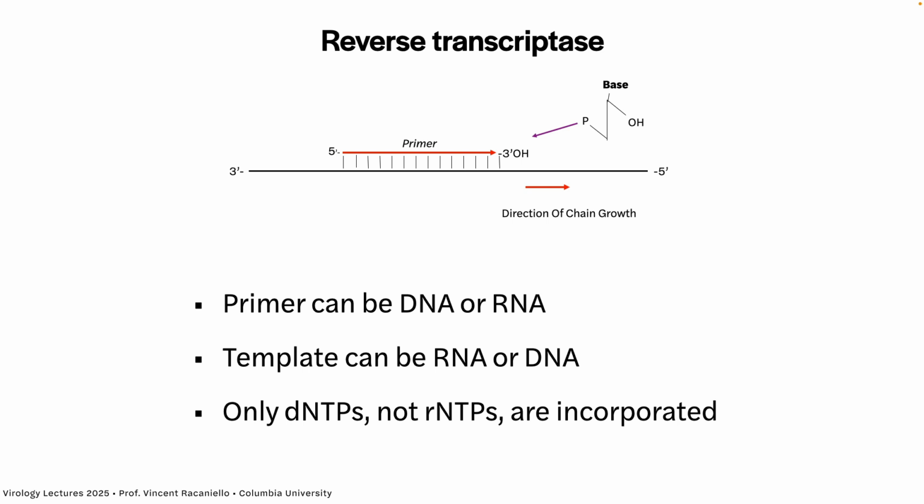All right, reverse transcriptase. Let's dwell on this a bit. It is a primer-dependent enzyme. The primer can be DNA or RNA. The template can be DNA or RNA. So you don't have to remember anything. It can be either one for this one. And only dNTPs are incorporated. So it only can make DNA. It doesn't make RNA. So even though it can copy RNA, it's not going to make RNA.